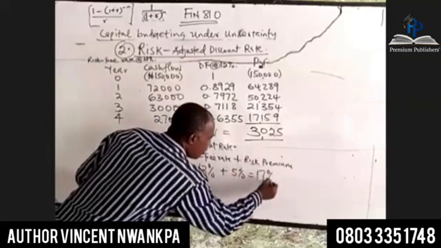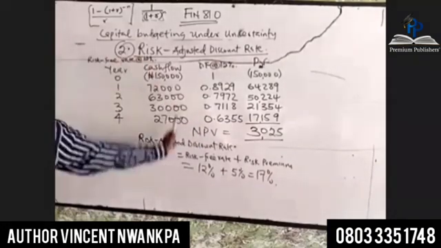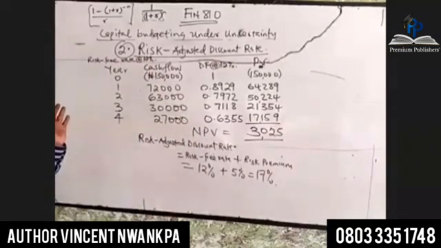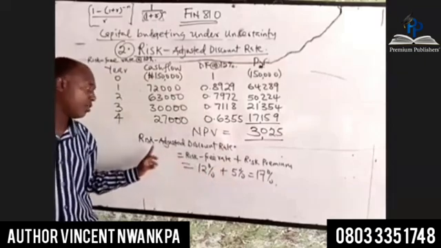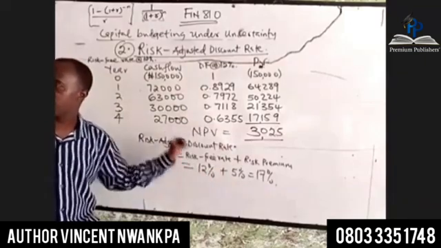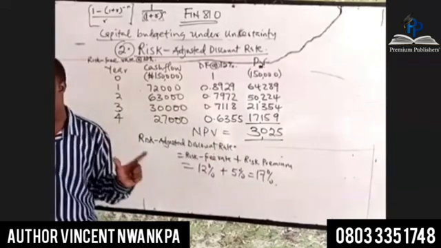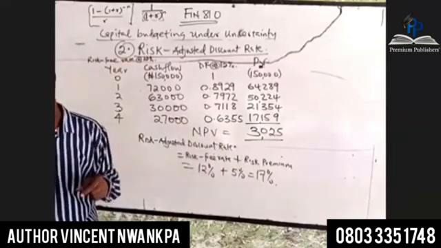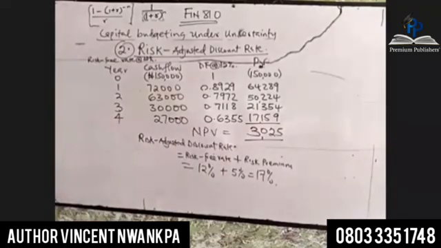So we're going to do the same thing we have done all over again. We just adjust something on the board and change our 12% to 17% to know whether we can still invest in this business with the risk adjusted discount rate. If our NPV is negative, we cannot invest because the project is risky and therefore we don't accept it.